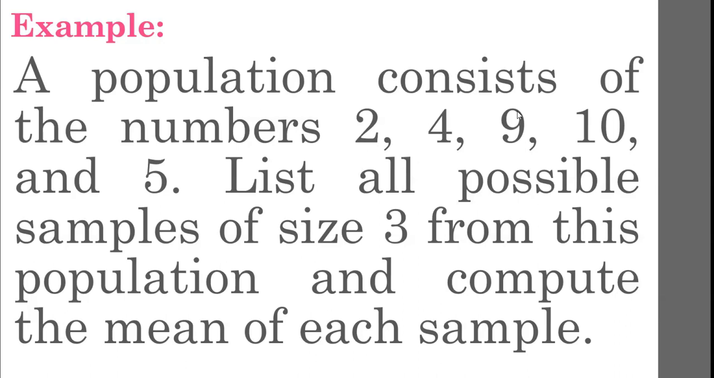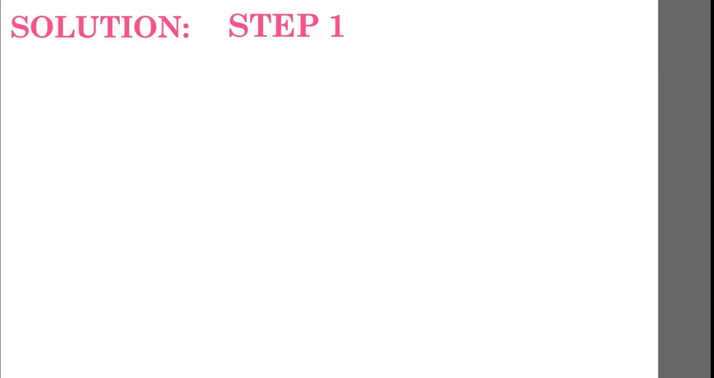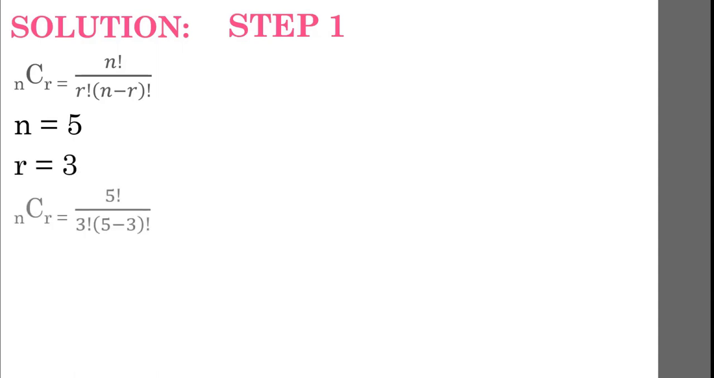Let's try this example. A population consists of the numbers 2, 4, 9, 10, and 5. List all possible samples of size 3 from this population and compute the mean of each sample. Let's follow the 3 steps for our solution. Step 1. We need to identify the total possible samples that we can get from our population. So we use the formula. The number of samples is equal to n factorial over r factorial times n minus r factorial. Our n represents the number of our population, so that is 5. And our r represents the sample size, so our r is 3.